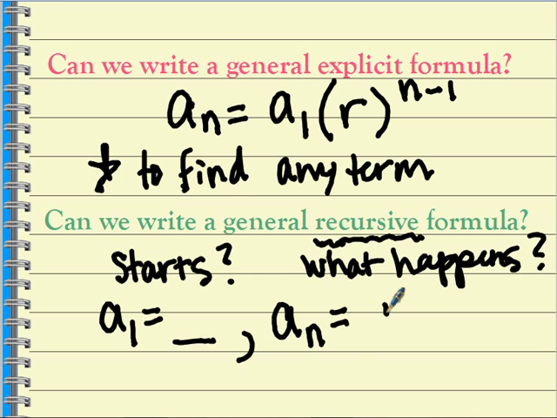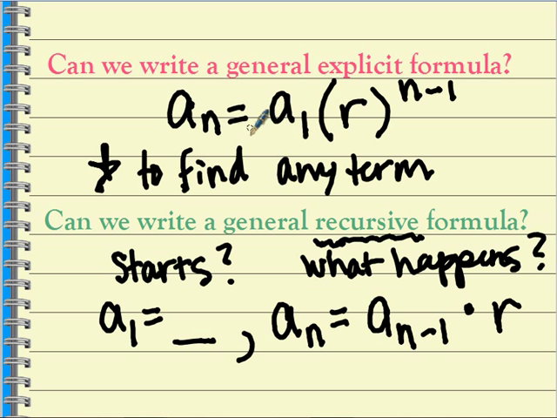Oh sorry, I should say this. A sub n is any term. To recursively find a pattern, I'm going to take the term before it. So I'm going to say a sub n minus 1. That means the term before, and multiply it by my common ratio. This is what a recursive formula looks like for a geometric sequence. It tells me where to start and to take the term before and multiply it by my common ratio to get the next term of my sequence.